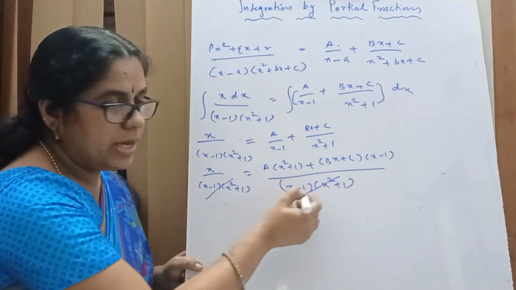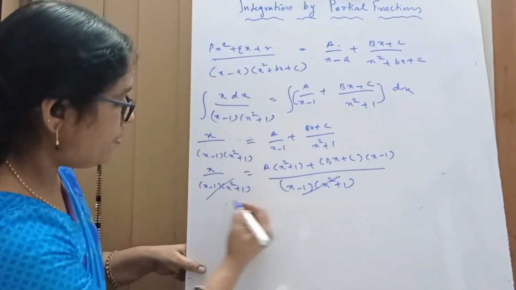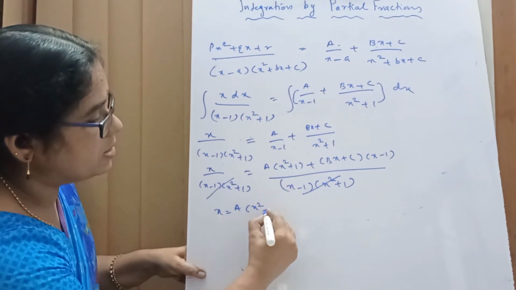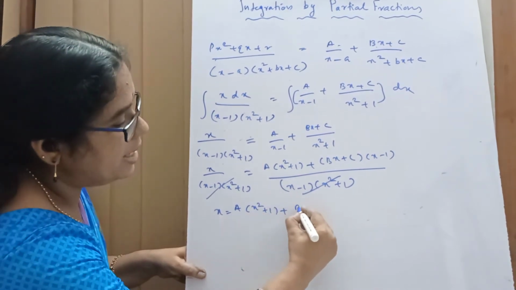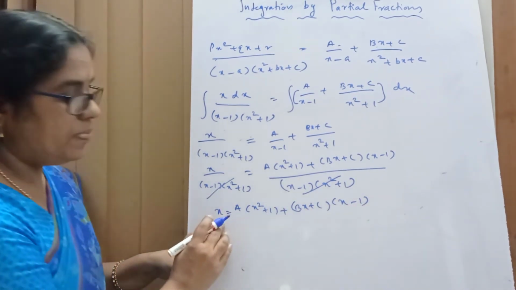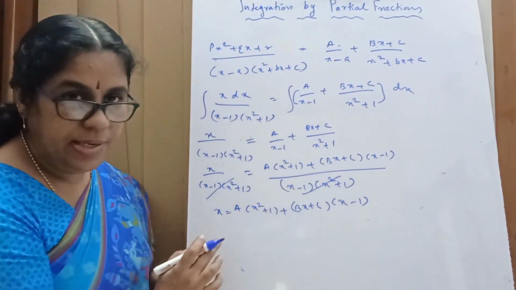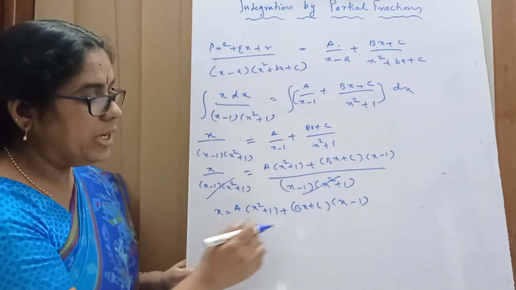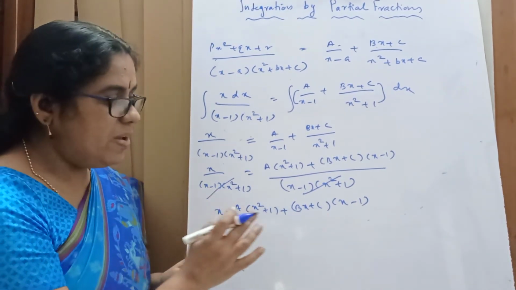Denominators are the same, so you can cancel it. Then x is equal to a into x squared plus 1 plus bx plus c into x minus 1. This is the step for finding a, b and c. For finding a, b and c, first step, put x equal to 1 throughout. Why do we put x equal to 1?